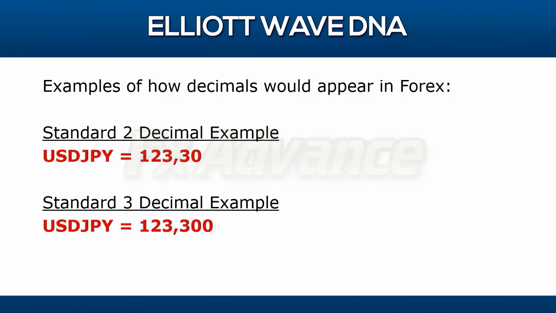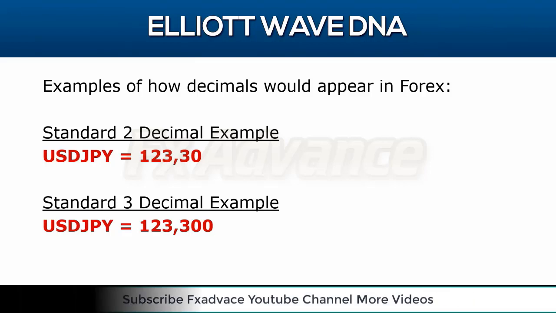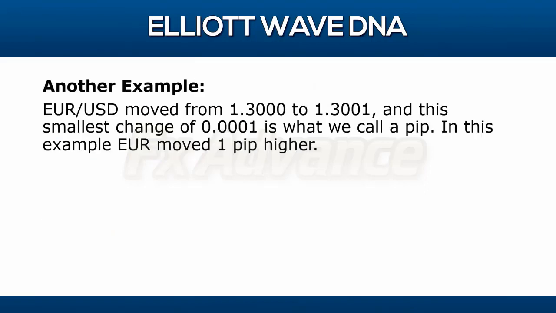Example of how decimals would appear in Forex. Standard 2 decimal example: Dollar yen is quoted at 123.30. So you can see just 3 and 0 after the point. Standard 3 decimal example: Dollar yen is quoted at 123.300. So you can see 3 numbers after the dot.